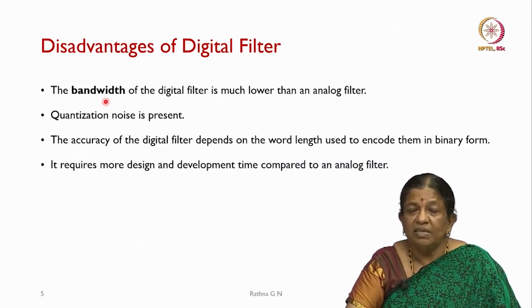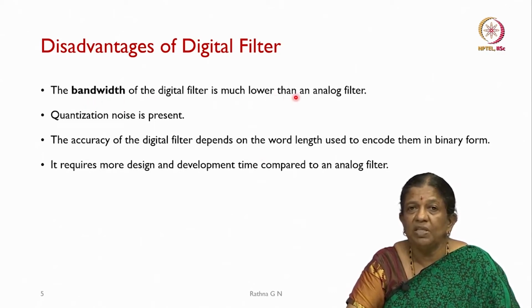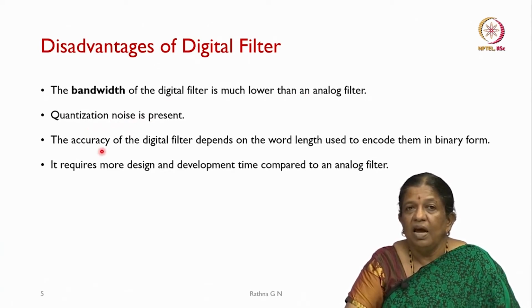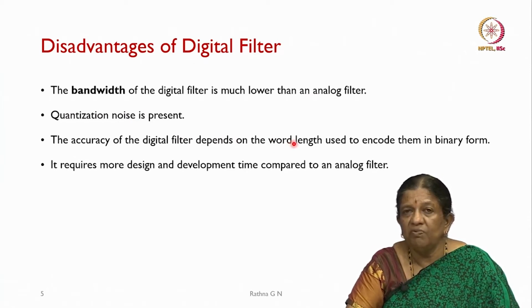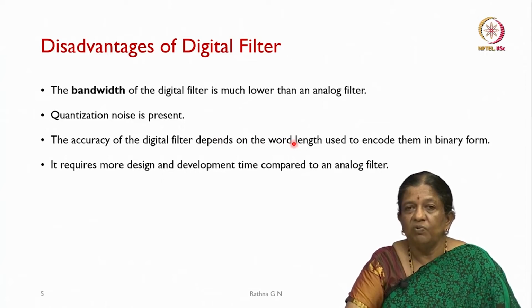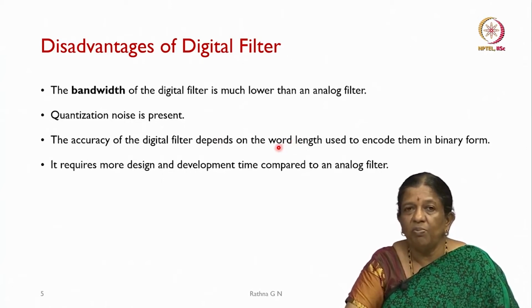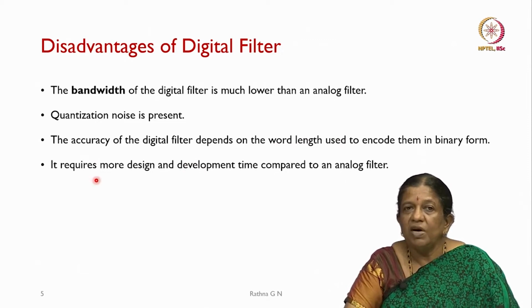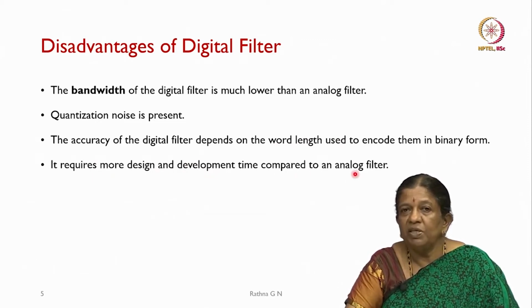The other disadvantage of digital filters is that the bandwidth of a digital filter is much lower than that of an analog filter, and we are going to have quantization noise in these filters. The accuracy of a digital filter depends on the word length used to encode them in binary form. We have seen the number systems, fixed point and floating point, and their pros and cons. These affect accuracy, and it requires more design and development time compared to an analog filter.